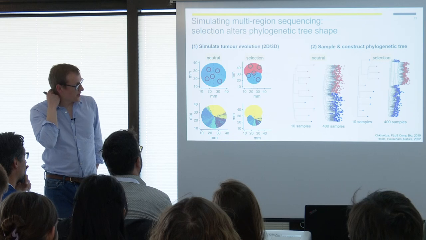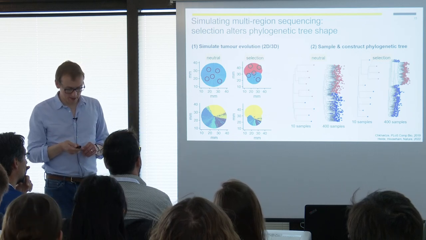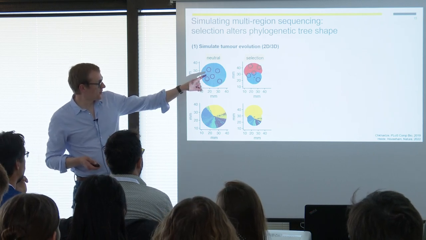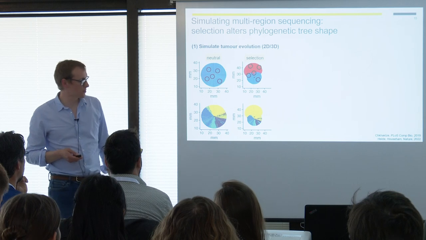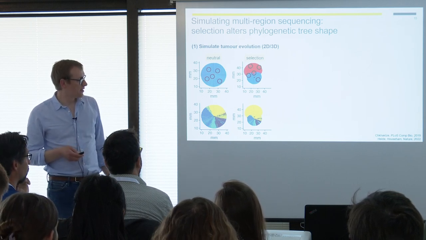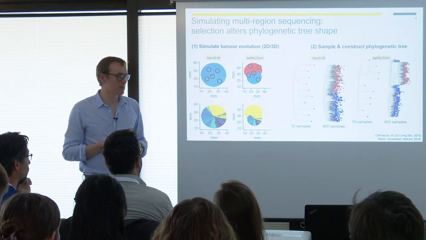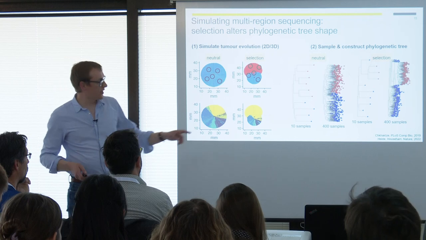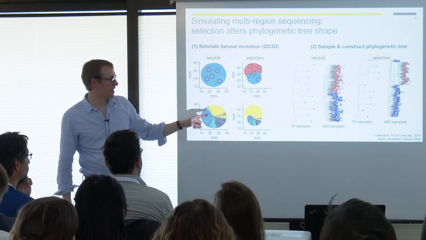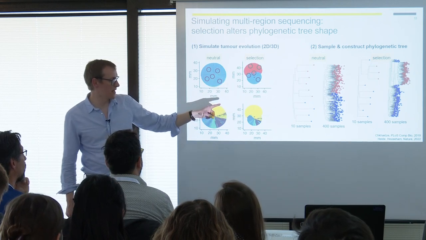And you can also see this in phylogenetic trees. This is how people typically represent multi-region sequencing data. We can take our tumours and mimic the process in simulation of taking multiple samples from these tumours. They're those black circles that have just appeared. And then you can simulate sequencing data and reconstruct phylogenetic trees from the simulations. What you're seeing here on the left is neutral trees corresponding to this neutral simulation, and on the right two selection trees corresponding to this type of simulation.